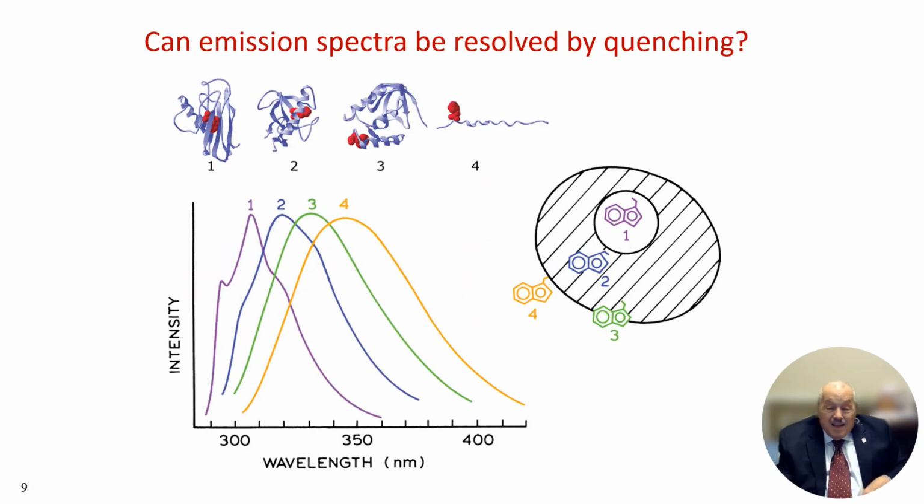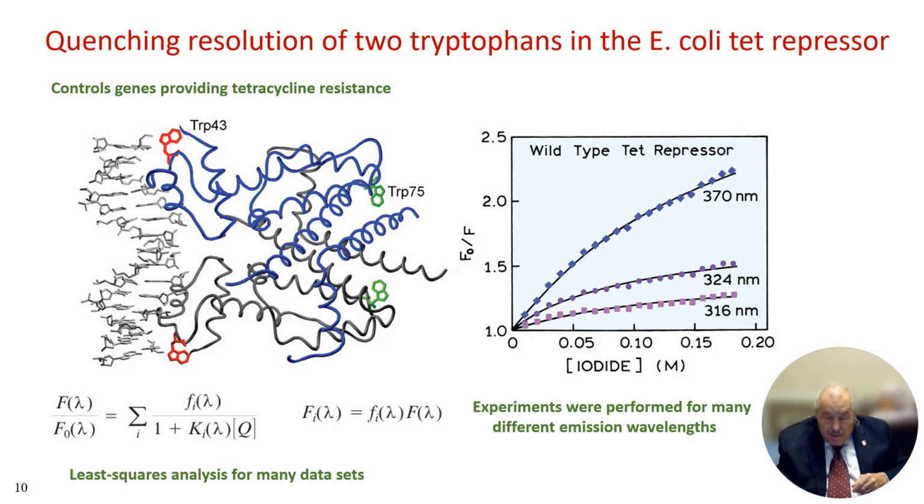So if we have some protein that has all these different tryptophans in it in different locations, can we quench it and reach some type of conclusion of what the tryptophan distribution is within the protein? In simple cases with two tryptophans in it, this can actually work. This is the E. coli TET receptor, which is responsible for resistance to tetracycline.